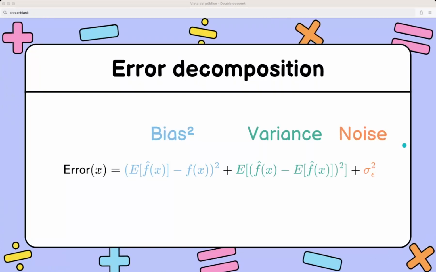This error can be divided in three components. Bias, which represents the average difference between the prediction and the true value. Variance, which indicates how much the predictions vary on average, and noise or irreducible error. Here we have an example, an illustration.